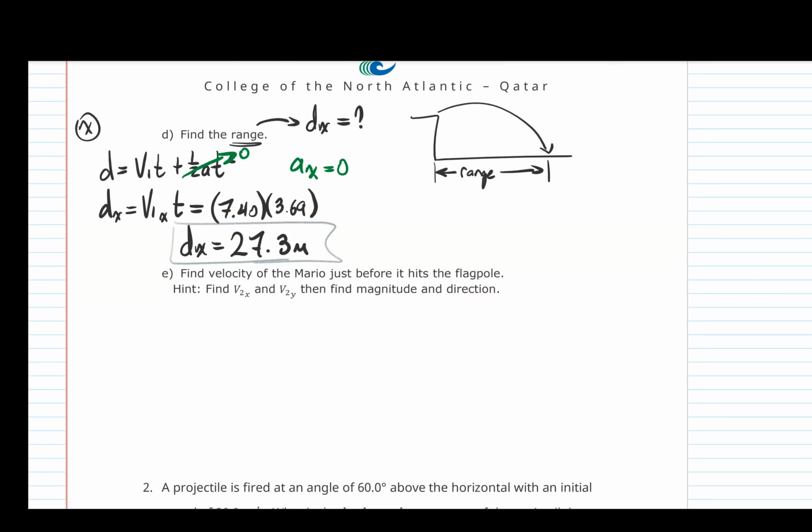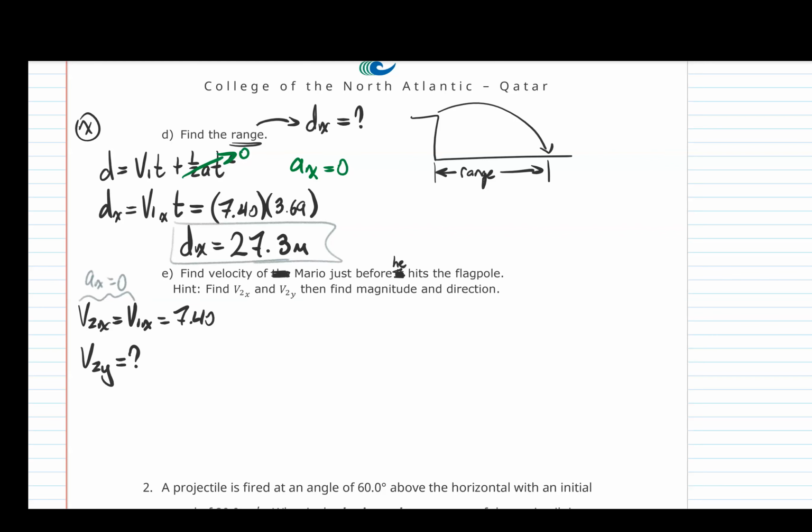Find the velocity of Mario. We'll find the velocity of Mario just before he hits the flagpole. So find V2x, V2y, then find magnitude and direction. V2x is equal to V1x because acceleration in the x direction is 0, which means it doesn't change, which we just used. It was 7.40. V2 in the y direction is what?